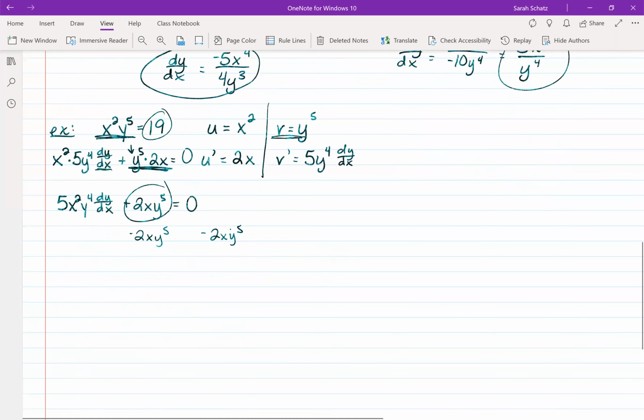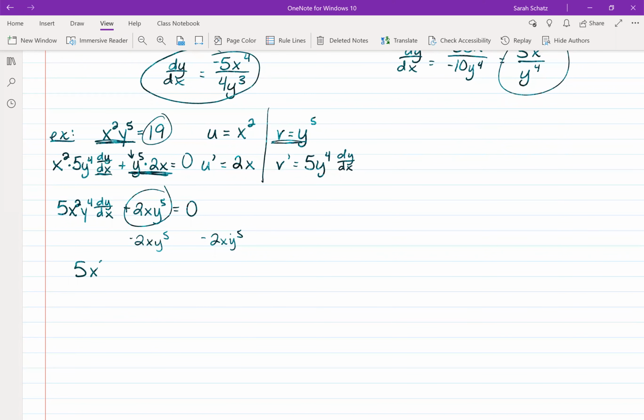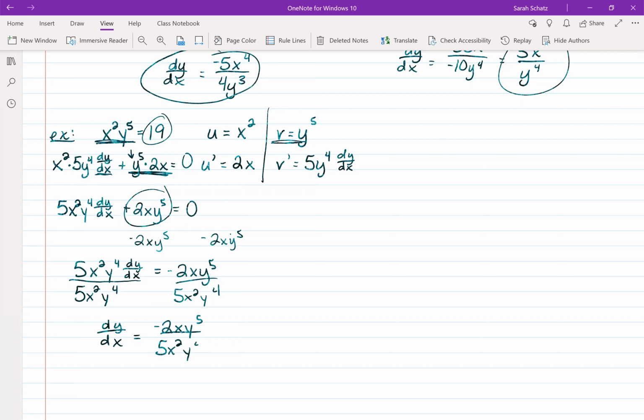And what I'm going to be left with there is 5x squared y to the fourth dy dx equals negative 2x y to the fifth. You can divide by everything over here. You guys divide it by 5x squared y to the fourth. And what we end up with is dy dx by itself. And it equals all of this, you guys, negative 2x y to the fifth over 5x squared y to the fourth. But you guys, we can reduce a lot of things here.